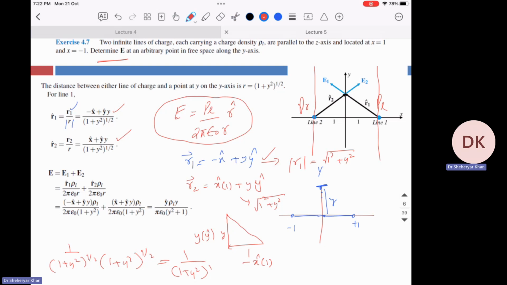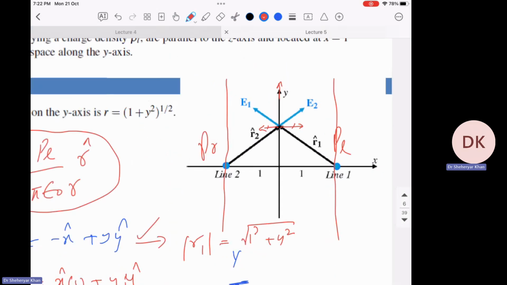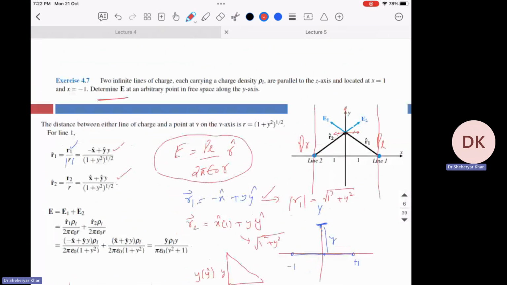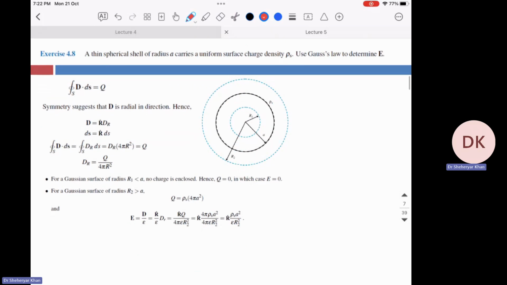Now, this shows that at this position, one vector has X like here, another has X here. So they can cancel each other. And Y can add up, and the main field is along the Y direction. Okay. So this is the application of the electric field due to two line charges. And then we have another application.